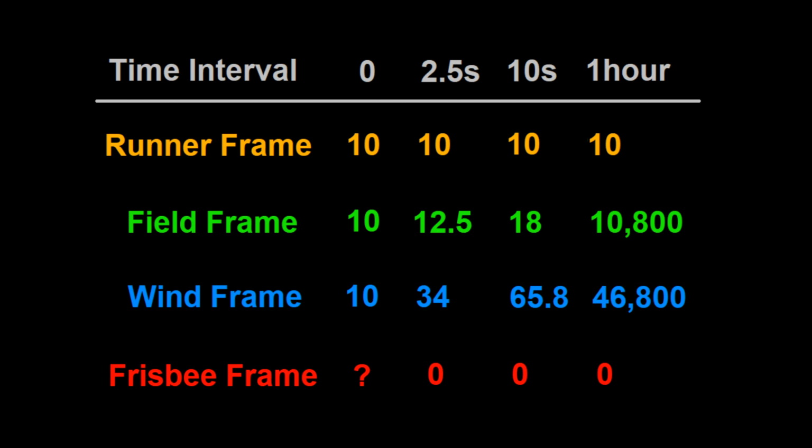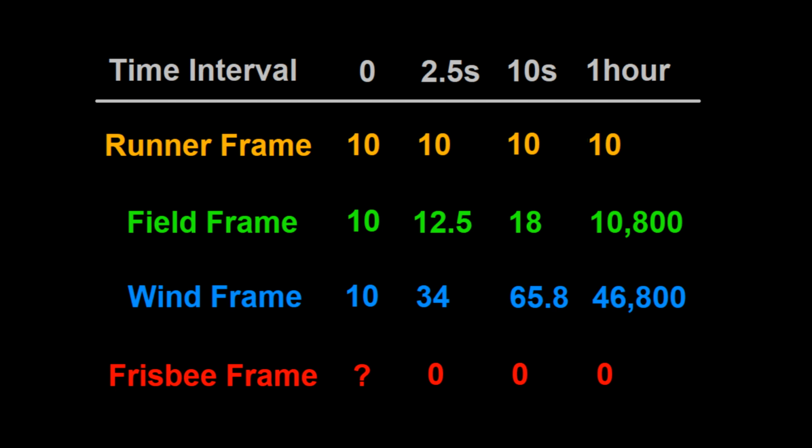Just by changing the location of the zero coordinates in velocity space, we have obtained a distance of 10 meters, a distance of 12.5 meters, a distance of 34 meters, and also a distance of 0 meters, for the total length of the path taken by the frisbee. What these four different distances all represent is the distance traveled by the frisbee in 2.5 seconds as it travels from runner A to runner B.